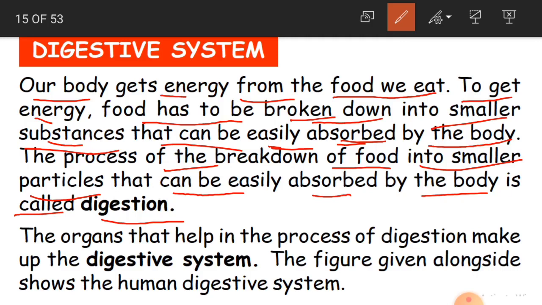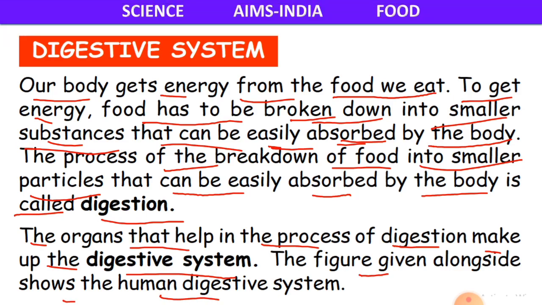Clear, children? The organs that help in the process of digestion make up the digestive system. You have many organs which help in this process called digestion. You are going to learn this in your future classes. When you come to 4th, 5th, 6th classes, you will learn more about the digestive system. But because we are talking about food, I am just giving you a brief note on digestion and the digestive system. The figure given alongside shows the human digestive system.